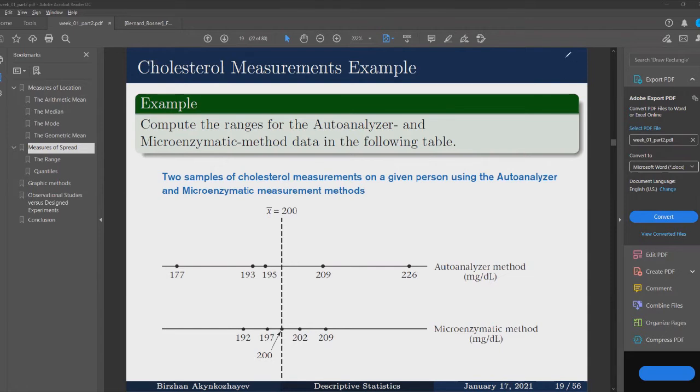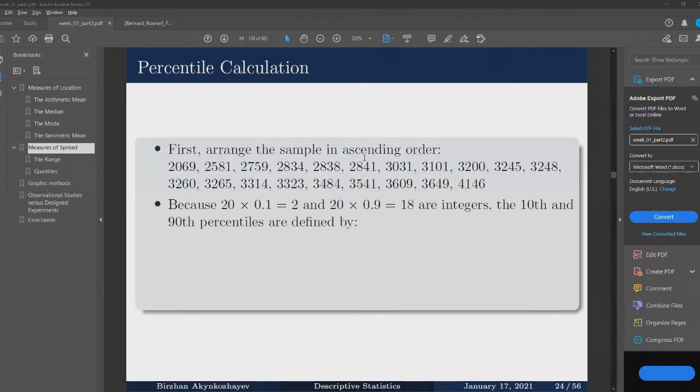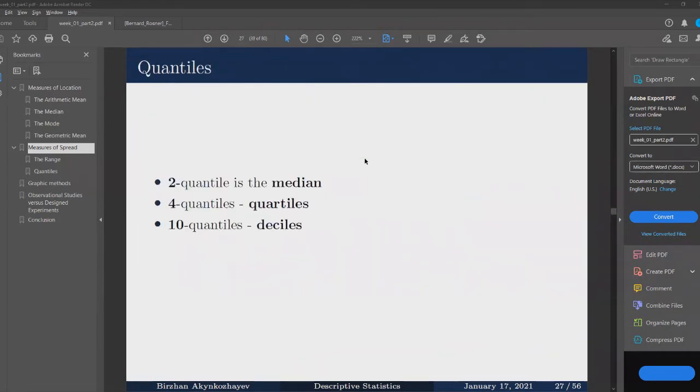Next measures of spread are percentiles. Percentiles are a special case of quantiles. So we use quantiles to divide our data set into equal-sized continuous intervals. If we want to divide our data set into two intervals, we use a median. So median, the middle point, is going to divide our data set into two intervals. If we want to divide our data set into 4 intervals, we use quartiles. 10 intervals, deciles, and 100 intervals are percentiles.